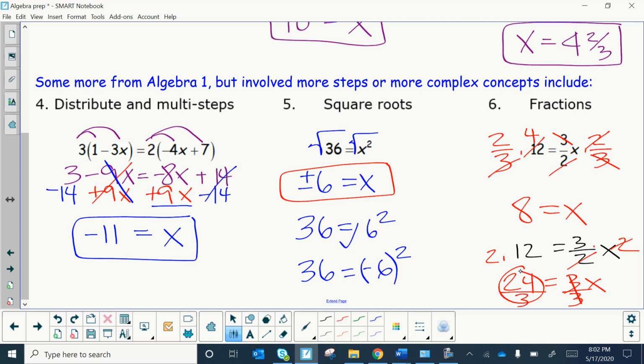So there's two different ways. You can do two steps like this down here, or you can do it in one step and multiply by the reciprocal. And that's the great thing about math, because you can do it multiple ways.